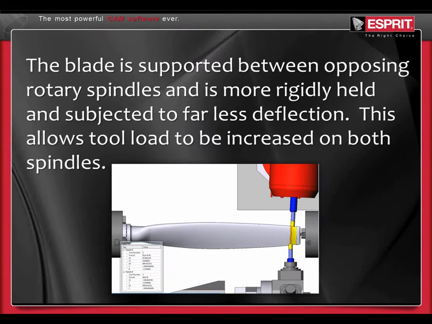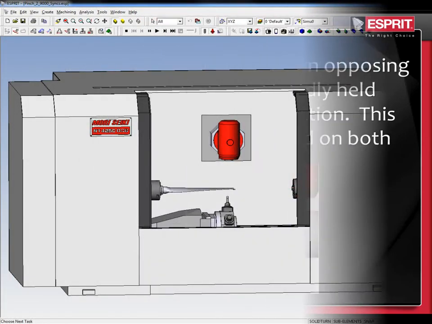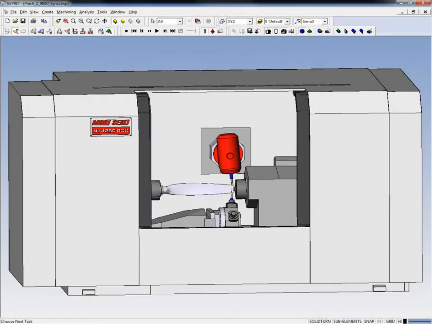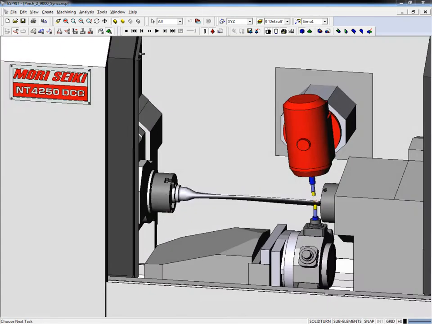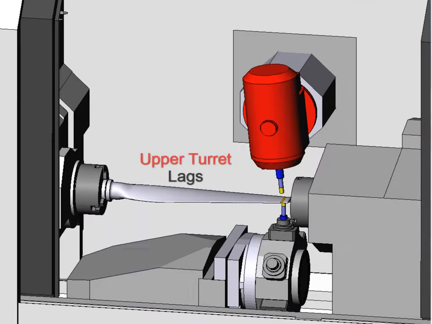The blade is supported between opposing rotary spindles, so it's more rigidly held and subjected to far less deflection. This allows tool load to be increased on both spindles. In 5-axis pinch milling, the upper and lower milling tools follow different contouring tool paths that are carefully coordinated to sync the axis motions.